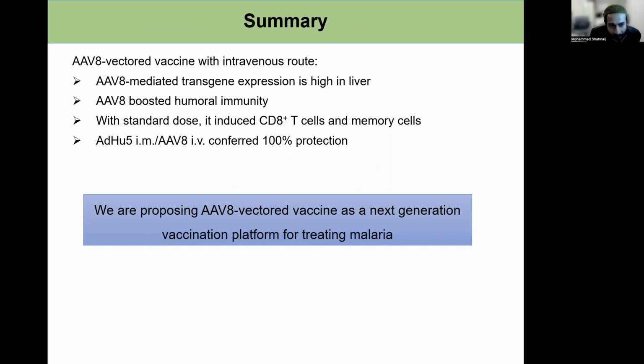So this is the take-home message from my study, that the AAV8 vector vaccines with the intravenous route can express the transgene at a much higher level in the liver, and can boost the humoral immunity as well as the cell-mediated immune response. And with the standard dose we tested, it induced the CD8 T cells and the memory T cells. And the good thing is we found 100% protection with this one. So this is the conclusion that this vaccine may go to the next level for advanced study.